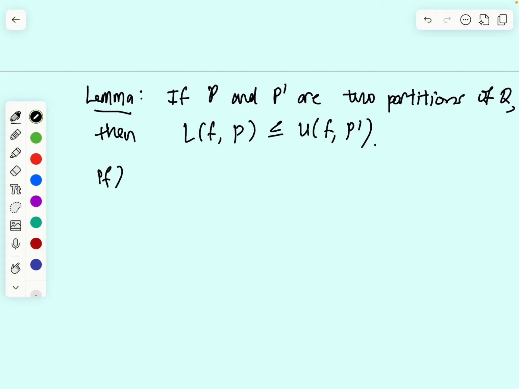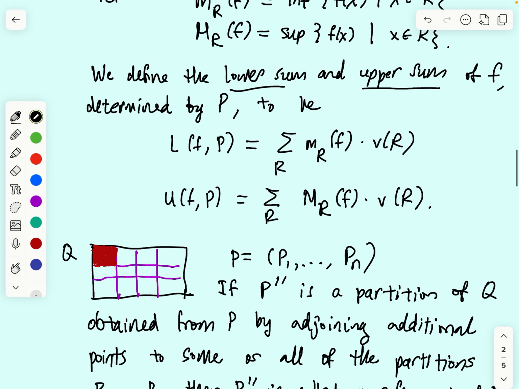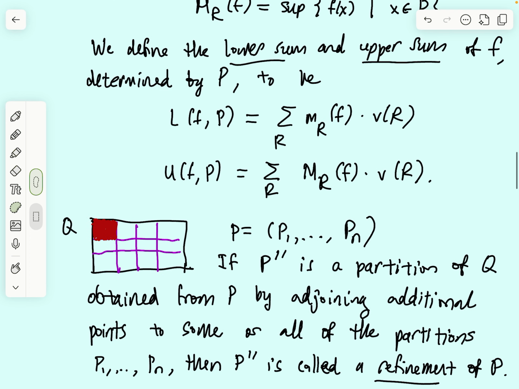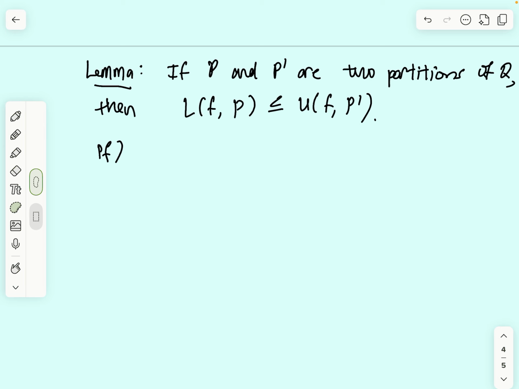First of all, if P is equal to P prime, then this is true, because you're just comparing the lower sum and the upper sum. Since the little m sub R of f is less than or equal to the capital M sub R of f by definition, because you're taking the infimum and supremum, that's the reason why the lower sum is less than or equal to the upper sum. You have a number here that's less than or equal to the number there, times the volume, and then you're summing over all the rectangles. So if P is equal to P prime, then the lower sum is less than or equal to the upper sum. But suppose that they're different.